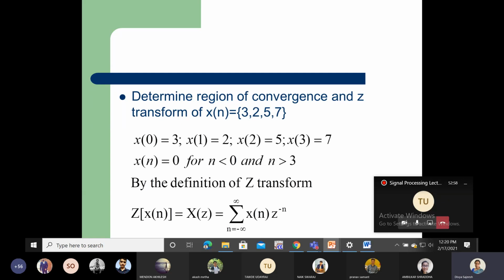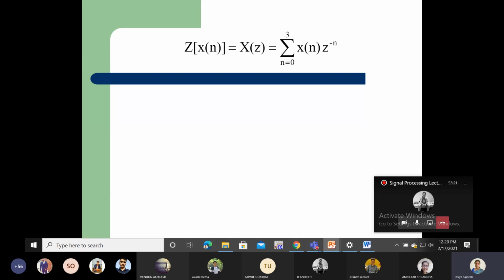So by the definition of Z transform, what will be the limits you have to give for the Z transform of the signal? N should be from, what should be the limit? 0 to 3. Directly you can tell it is the sum from 0 to 3 of x of n z raised to minus n. So let us expand the series: x of 0 into z raised to 0, plus x of 1 into z raised to minus 1, plus x of 2 z raised to minus 2, plus x of 3 z raised to minus 3.